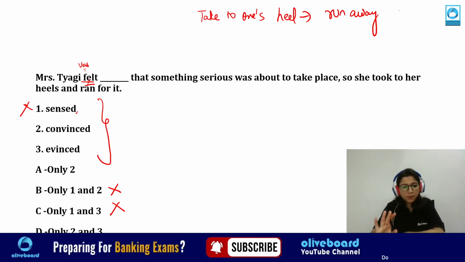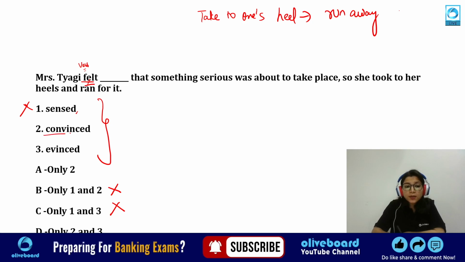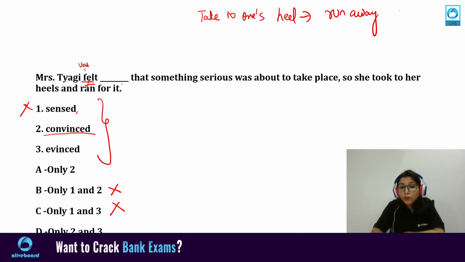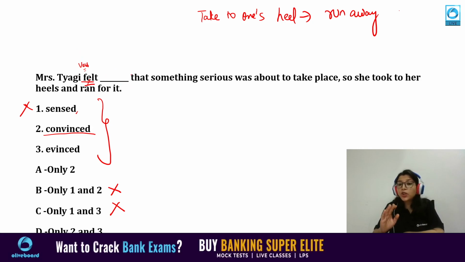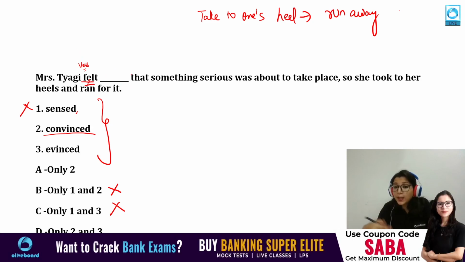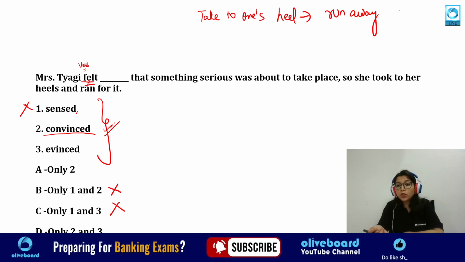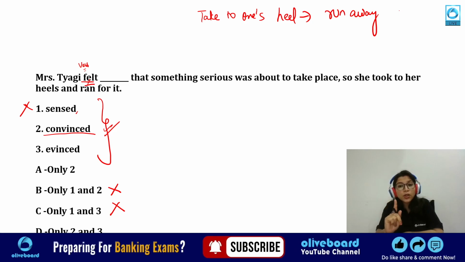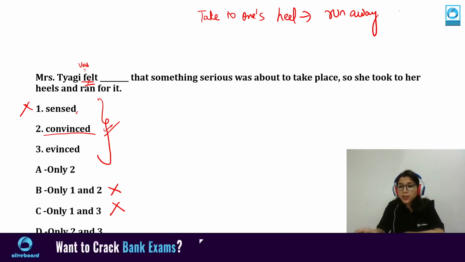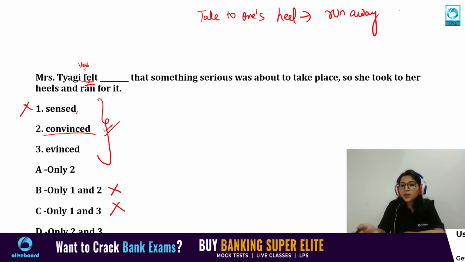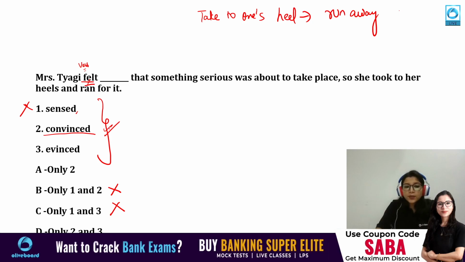Clear? Next, convinced, you all know. तो Mrs. Tyagi felt convinced that, of course कहते हैं ना, she was convinced. She felt convinced, वो convinced हो गई थी, उन्हें ये हो रहा था, so of course convinced can be used. Felt convinced can be used, but felt sensed cannot be used. It will not make sense. Okay. So Mrs. Tyagi was convinced. She felt convinced that something serious was about to take place. So convinced is the correct option. 2 is the correct choice.